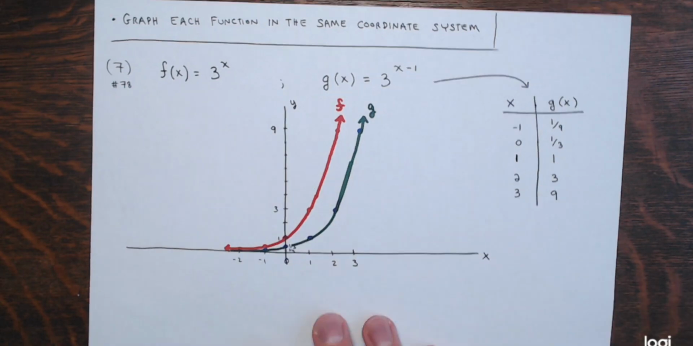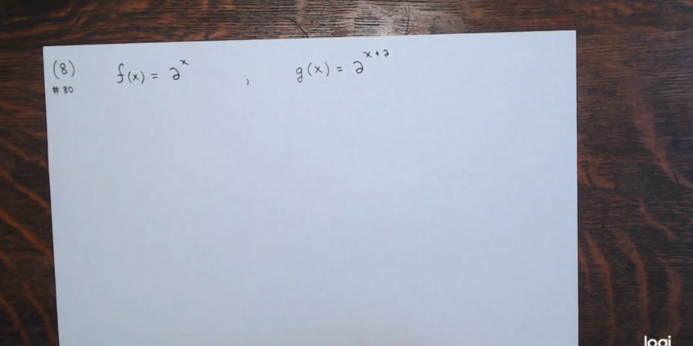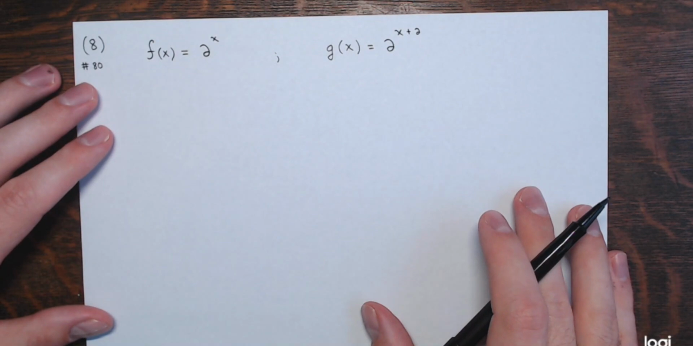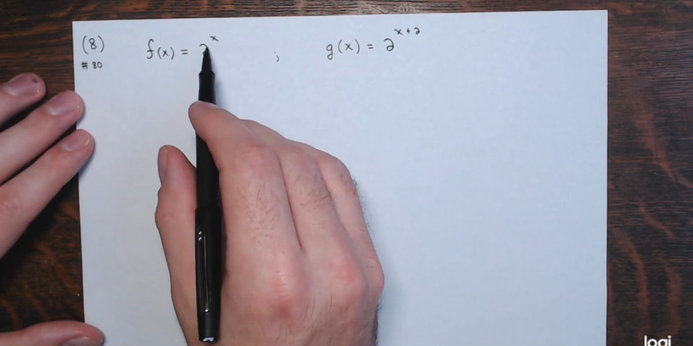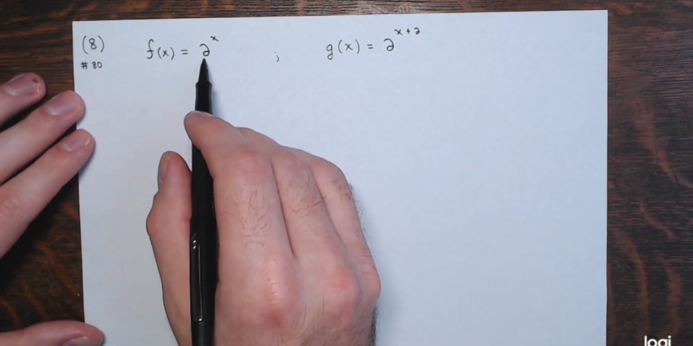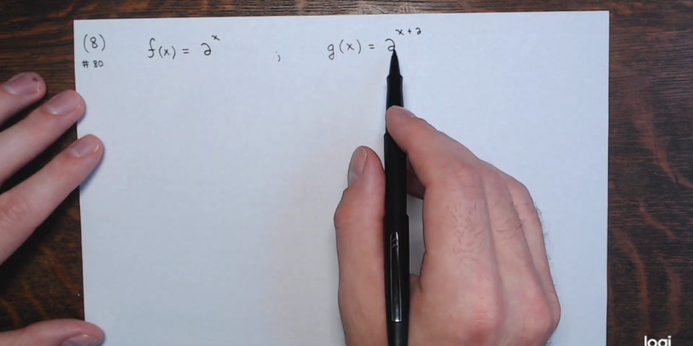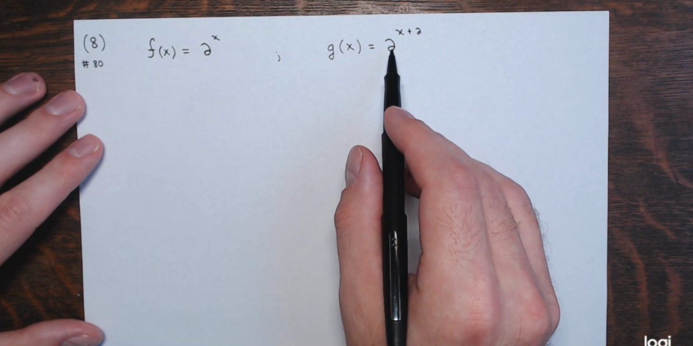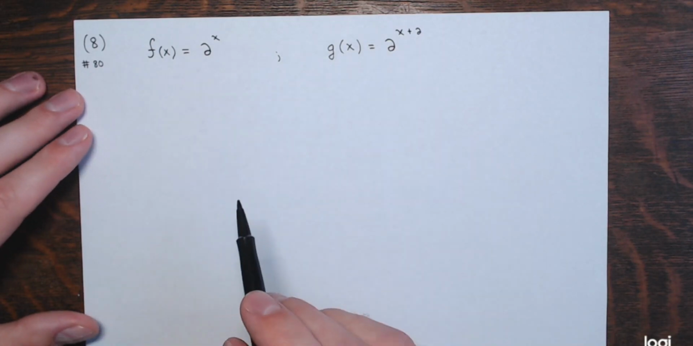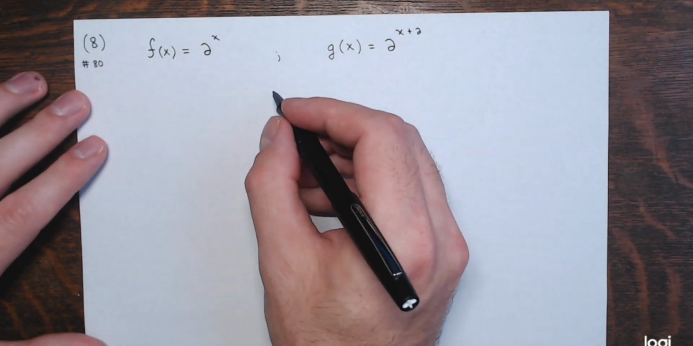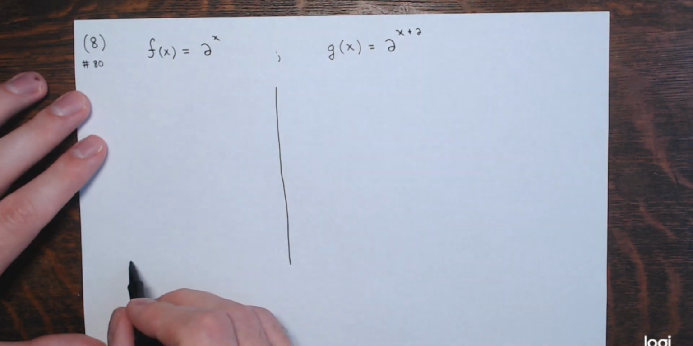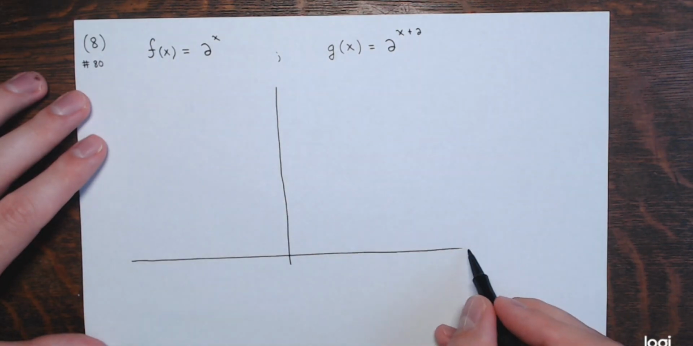Same instructions. We're asked to graph both of these on the same coordinate plane. So f of x equals 2 to the x. Right? The base is bigger than 1, right? So this is going to be increasing. And then g of x equals, not 2 to the x, but 2 to the x plus 2 power. All right, so again, the first graph I'll do in red, the next one I'll do in green.